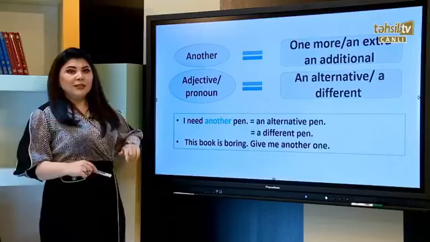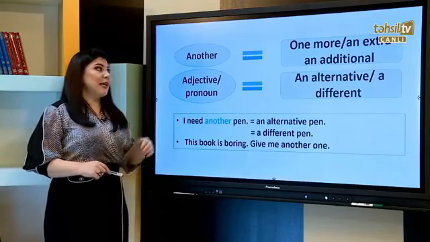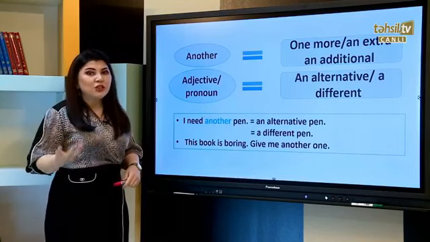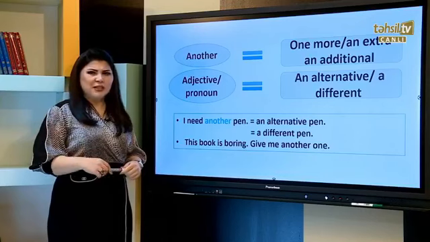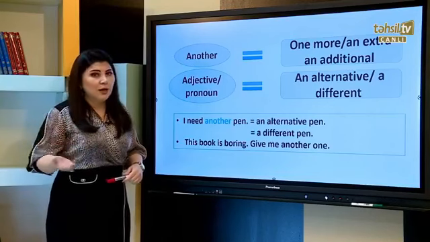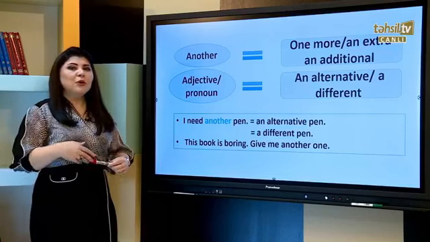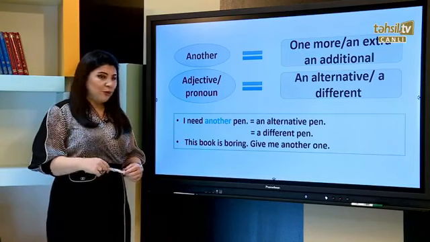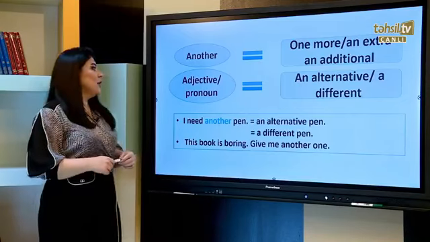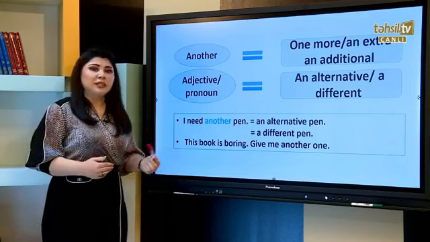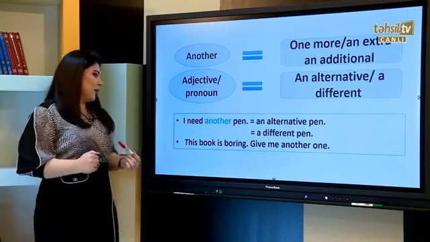Well, and another. What is another? Another, one more, an extra, an additional. For example, I don't like this book, it's boring. Give me another book or another one. And we use one to avoid repetition, to replace countable nouns, okay? Singular countable noun. For example, I need another pen. I need an alternative pen, a different pen.